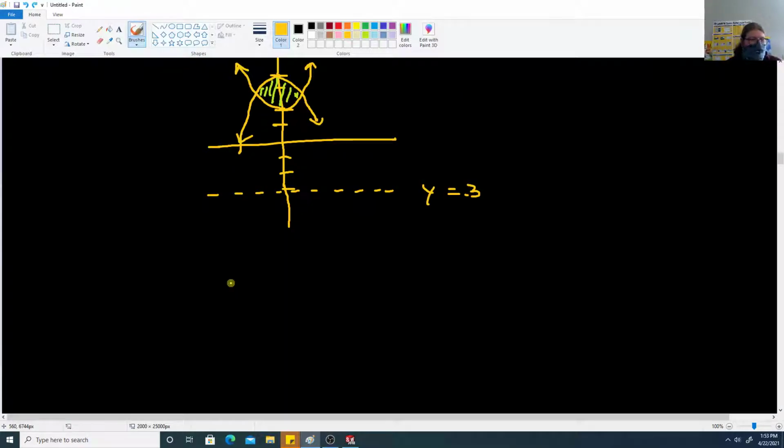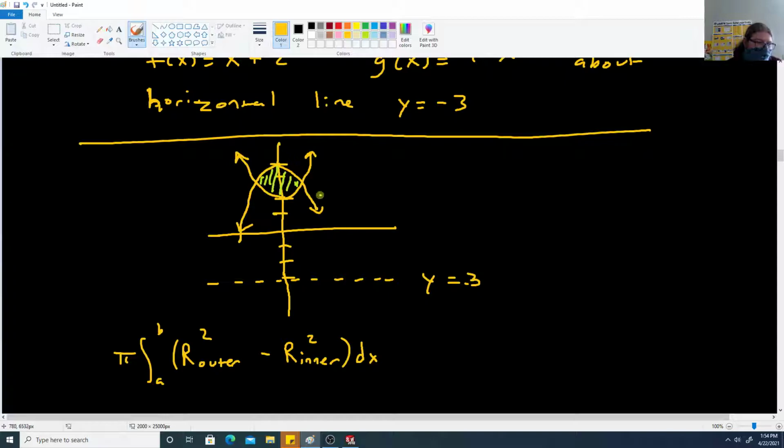Mathematically, we're going to be using the same formula we were using a minute ago: pi times the integral from a to b of outer radius squared minus inner radius squared dx. The outer radius will be the function that points downwards. Over the region, we'll need to figure out the intersection points in a little bit. The outer radius is the downwards parabola, which is 4 minus x squared.